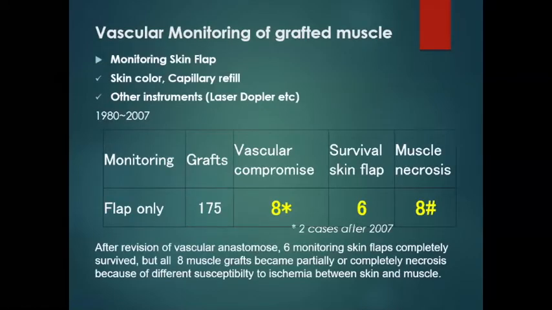We used only skin flap monitoring for grafted muscle vascularity before 2007. However, 8 cases, including 2 cases after 2007, developed post-operative vascular compromise. After revision of vascular anastomosis, 6 monitoring skin flaps completely survived, but all 8 muscle grafts became partially or completely necrotic because of different susceptibility to ischemia between skin and muscle.